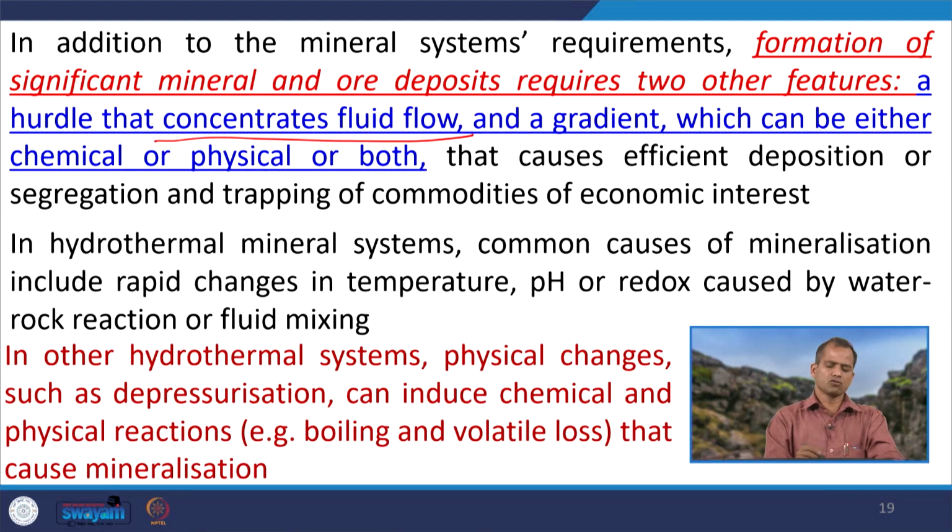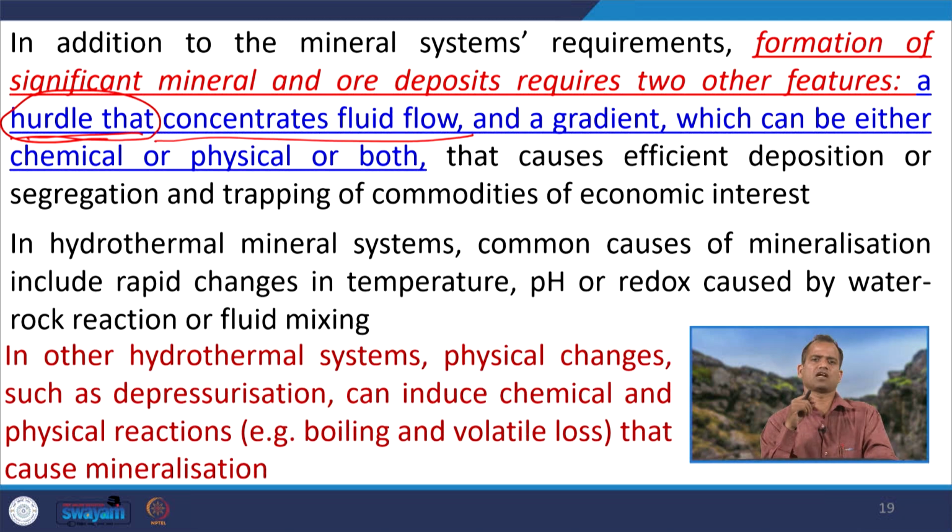So, that means it should concentrate, that means we need a hurdle, we need a barrier like in petroleum hydrocarbon, we need a trap, we need a cap rock, so that it will stop its migration. Similarly, when this fluid is migrating from the lower crustal level to the upper crustal level, we need a hurdle so that it will stop its further movement. And a gradient which can be either chemical or physical or both, that causes efficient deposition, segregation and trapping of commodities of economic interest.